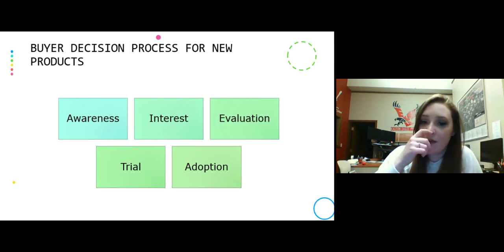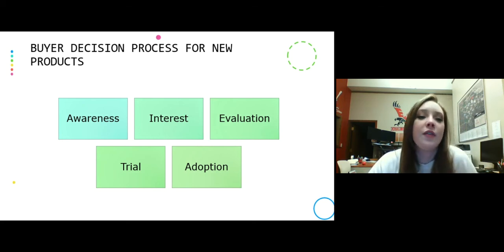Okay, now that we watched that video, we're going to understand the process that new products go through in the buyer decision process to make it through that innovation stage and hopefully into the mainstream adoption stage.